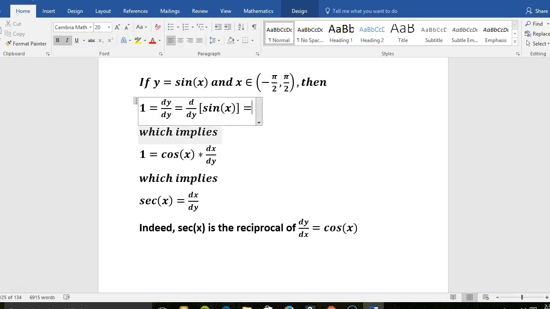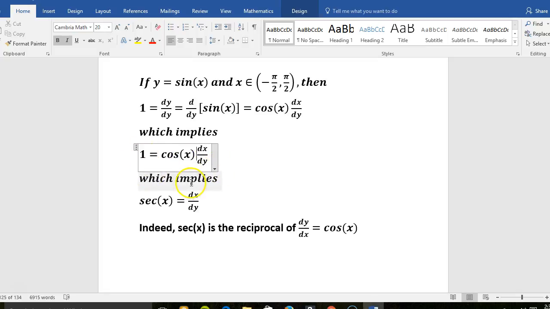By implicit differentiation and the chain rule, we differentiate the sine and get the cosine, and then by the chain rule, we go inside here and do dx by dy. So 1 on the very left equals this guy on the very right. So 1 equals cosine x dx by dy.